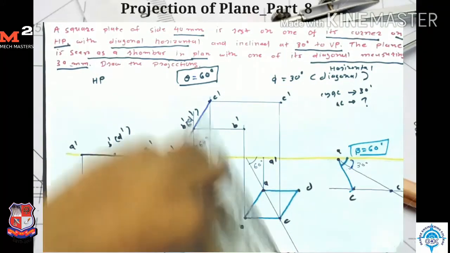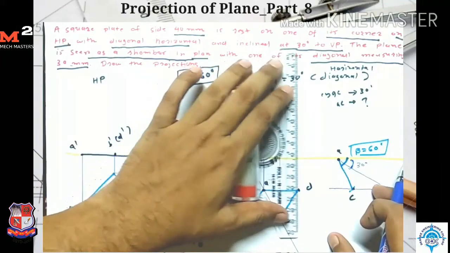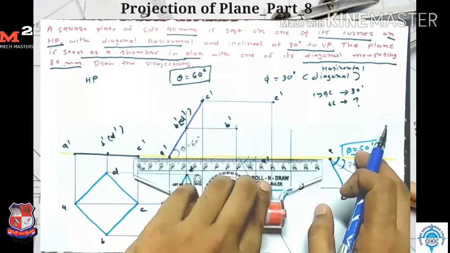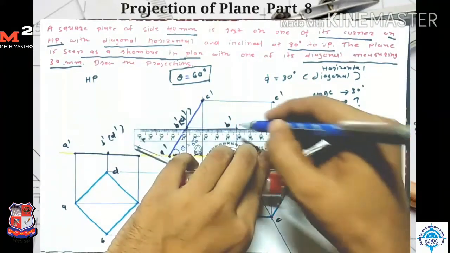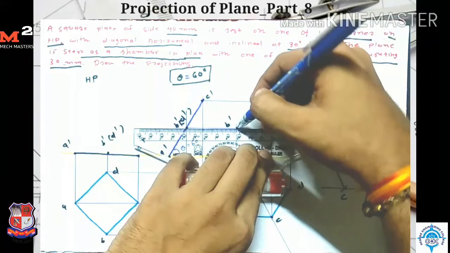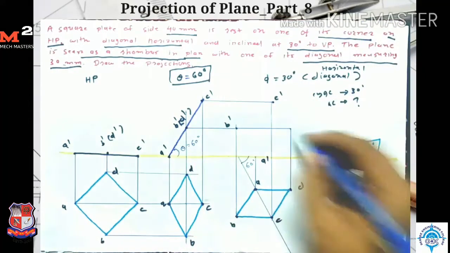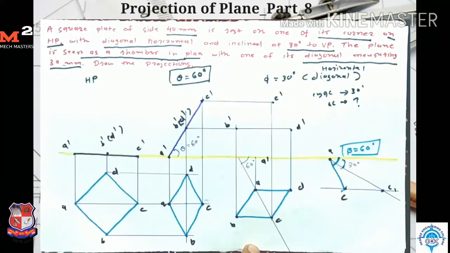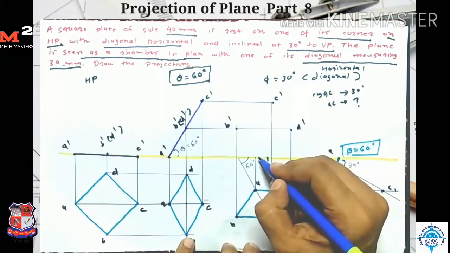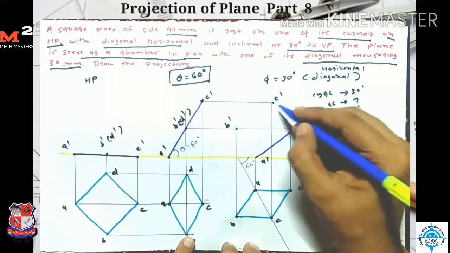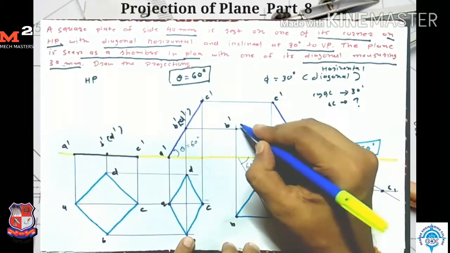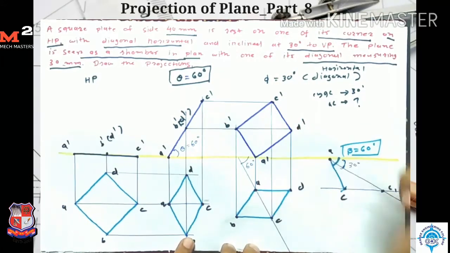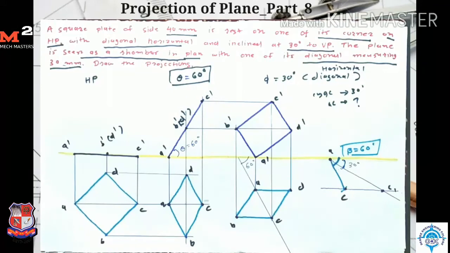Similarly for point D, I take the projection from here and from here, so here I get my point D dash. After joining the points A dash, D dash, D dash, C dash, C dash, B dash, I get my front view for the third stage.